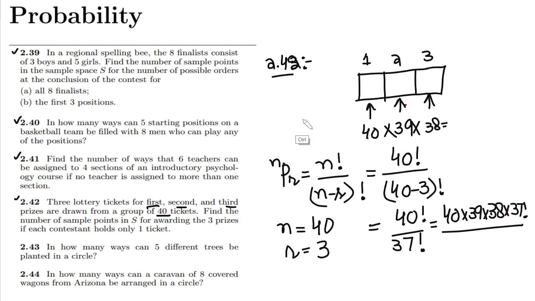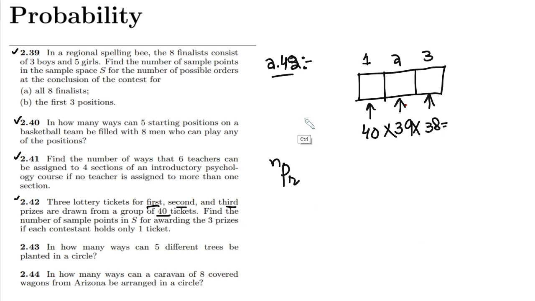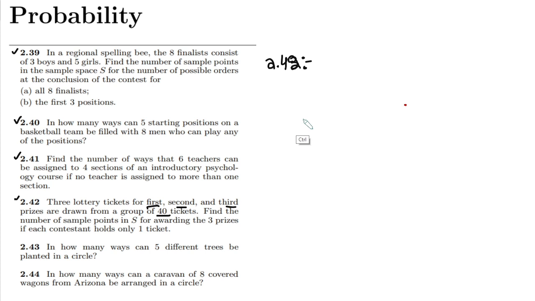Now removing it and moving to question 2.43. So let me start doing that. Question 2.43, and the statement of it is: in how many ways can 5 different trees be planted in a circle? So we have a circle in which let me have the first position, second, third, fourth and fifth.